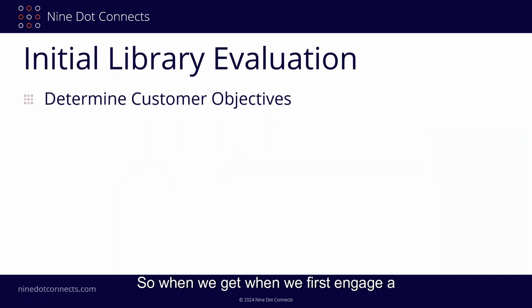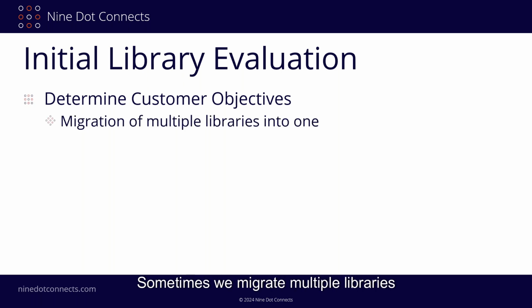So when we first engage a customer, we want to determine their objectives, of course. In a lot of cases, there could be different things. Sometimes we migrate multiple libraries into one. A lot of companies get merged, two companies into one, or they get acquired by somebody. So migration of multiple libraries is a pretty big task, right? You're going to take two libraries and merge them into one, and we want to get all the components consistent. So that's a very big thing that we do sometimes.